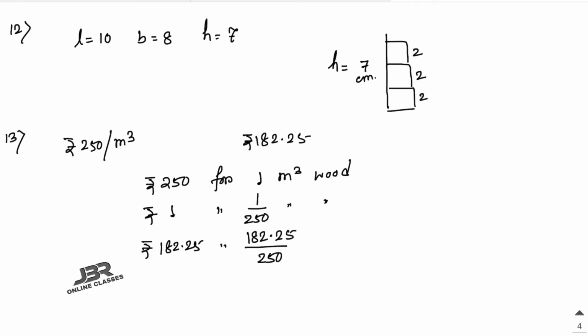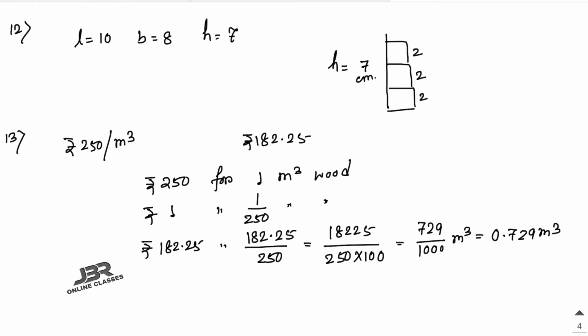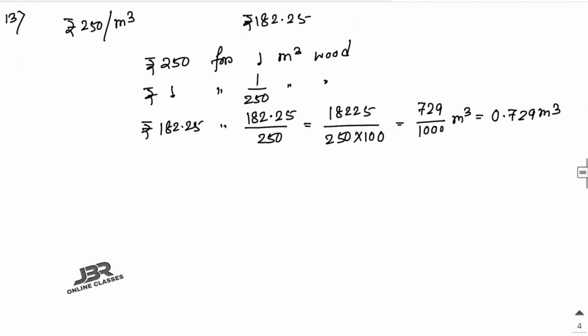So that equals, you can write down 18225 over 250 into 100, and that equals 729 by 1000 meter cube. So 0.729 meter cube, that is the volume of that wood.